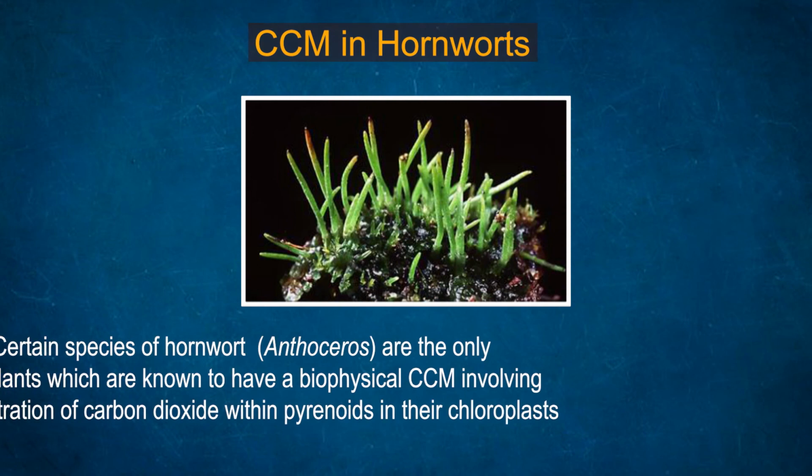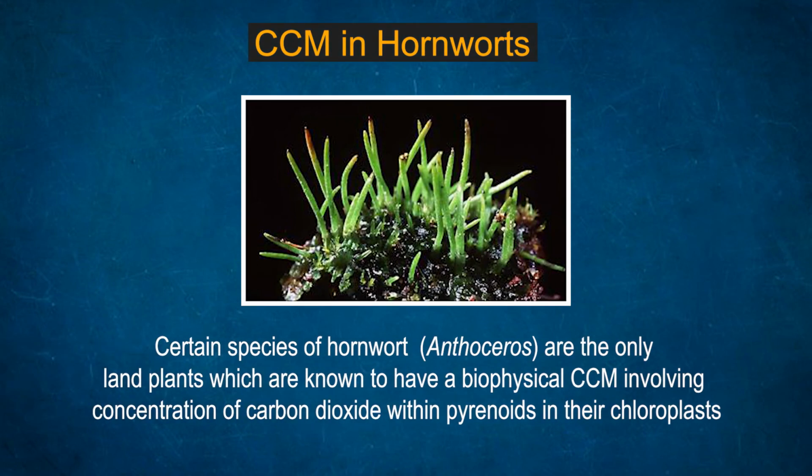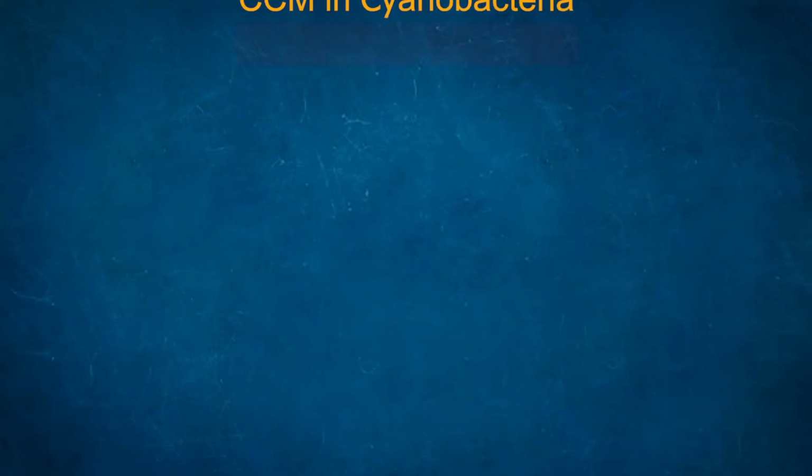It is also exhibited by hornwort or Anthoceros, where they also have this carbon concentration mechanism in the pyrenoid, and this pyrenoid or in the chloroplast, carbon dioxide in excess will prevent the oxygen fixation by Rubisco enzyme. It is also exhibited by different cyanobacteria.